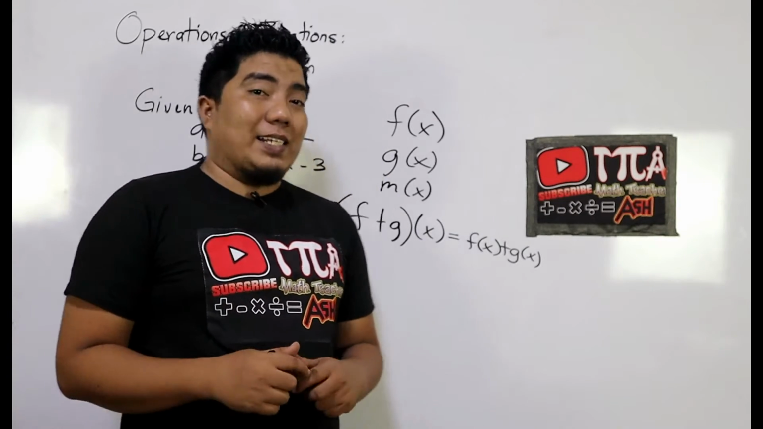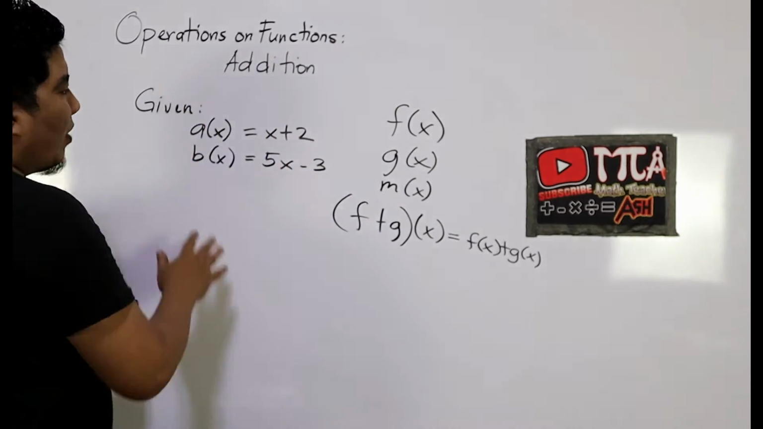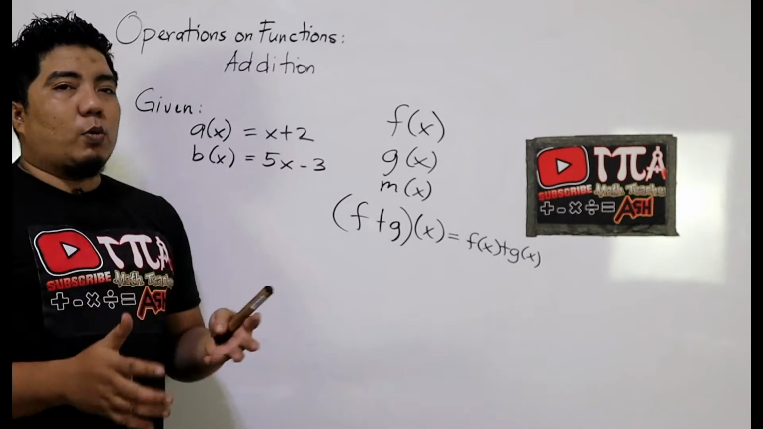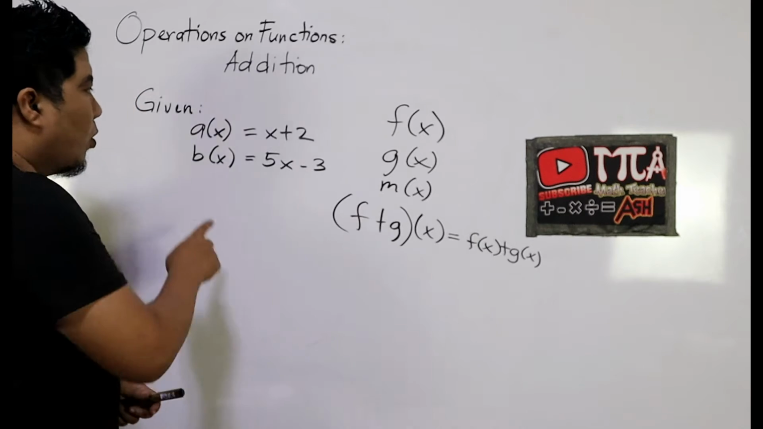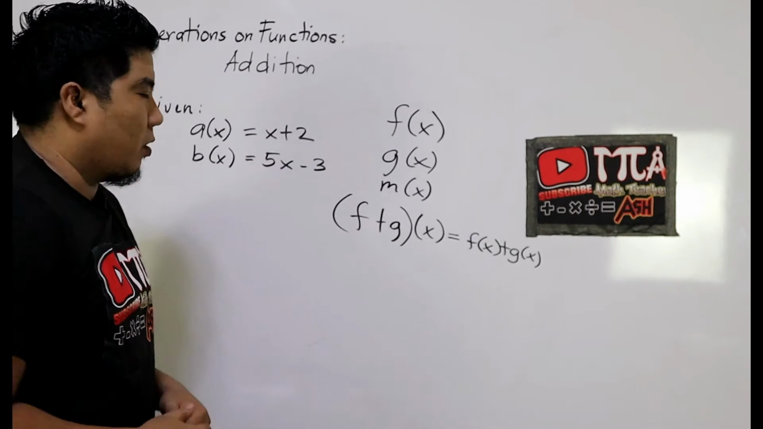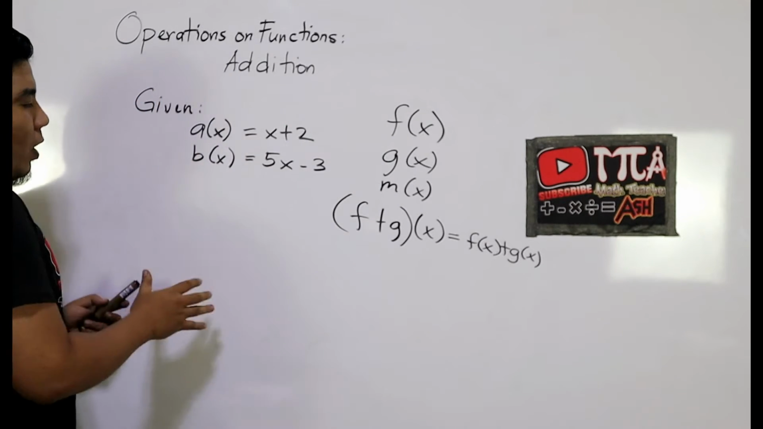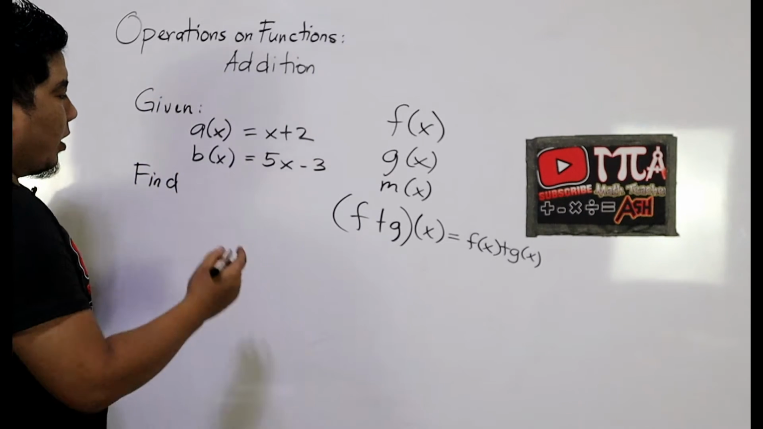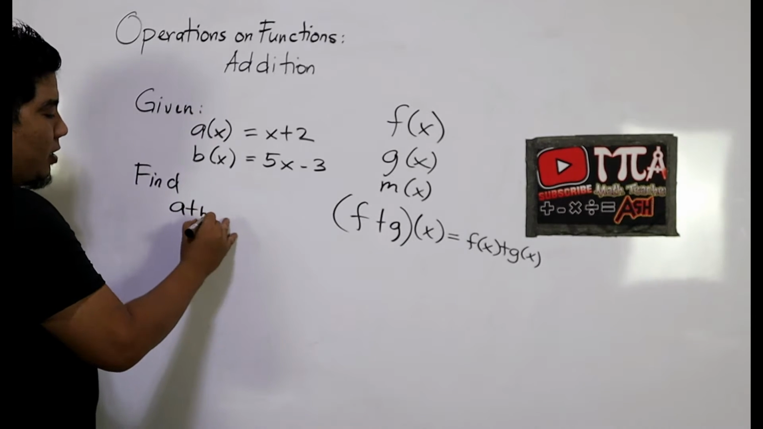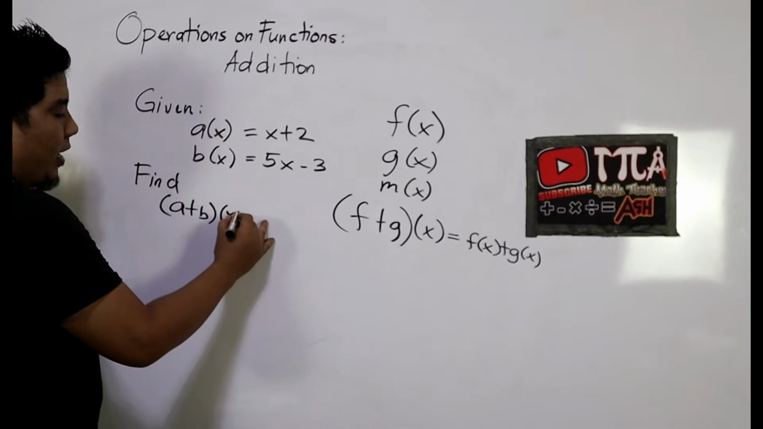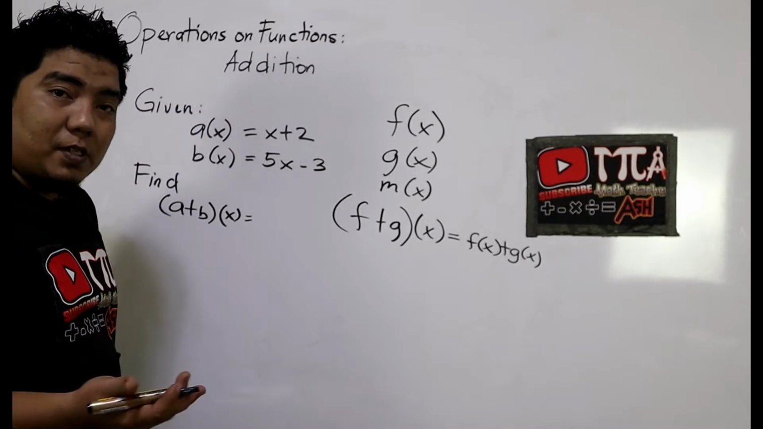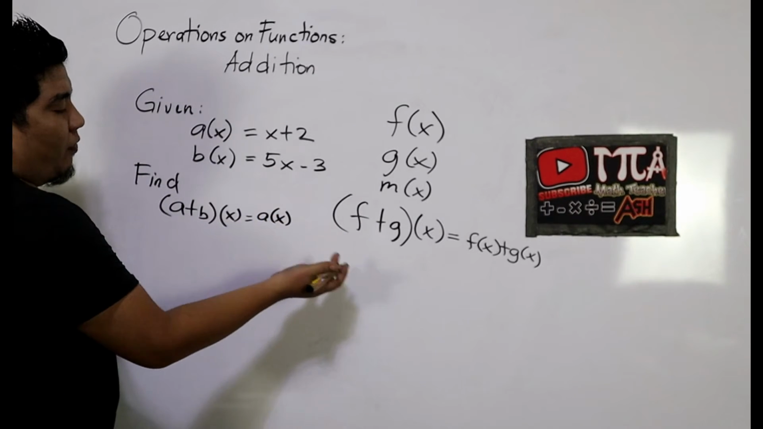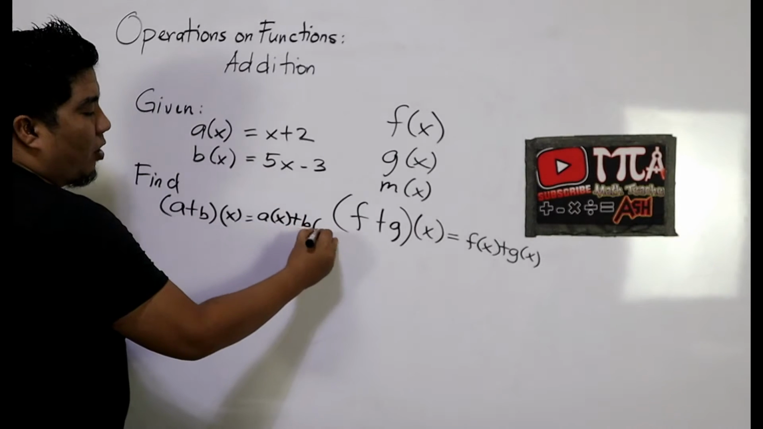Now let's consider an example here. We have a of x is equal to x plus 2, and we have b of x is equal to 5x minus 3. Now these two are functions, right? Okay, so what will be the solution if we are getting the sum of a and b of x? That means you just get a of x plus b of x.